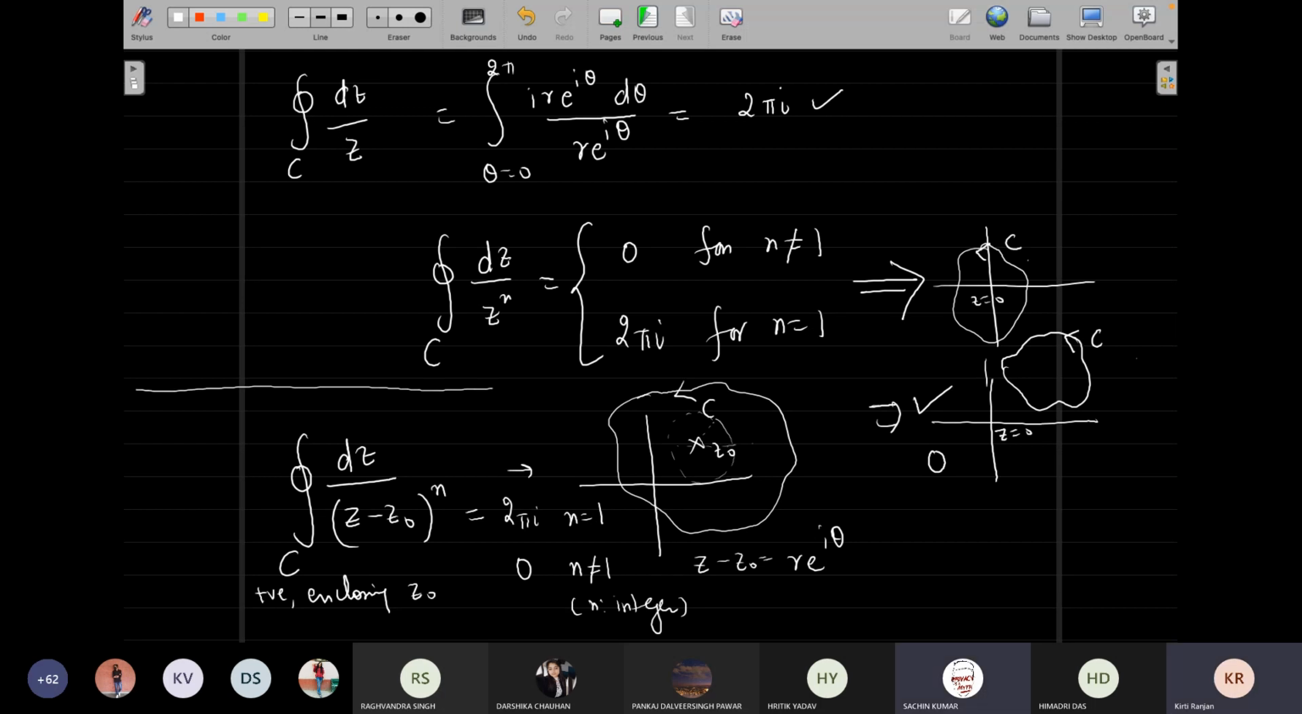Excuse me, sir. Yes. Sir, by making a circle around a singularity, are we removing this singularity? We are not. We are integrating a function. Let's see what the problem is. The problem is very simple. See, the problem is that I have to integrate this function, 1 over z minus z naught raised to power n, around a contour C, which is an arbitrary contour and which is positively traversed.